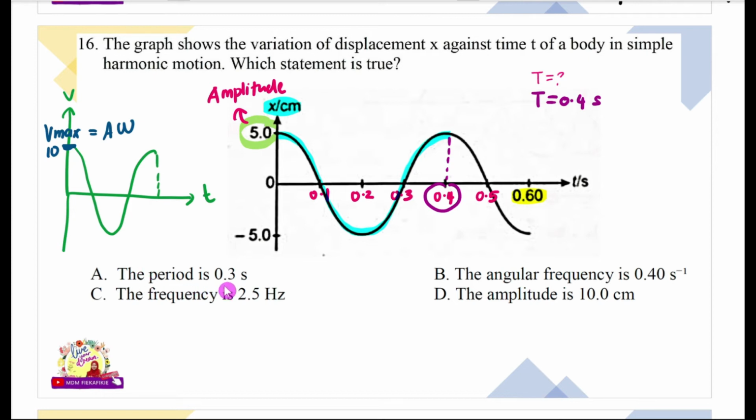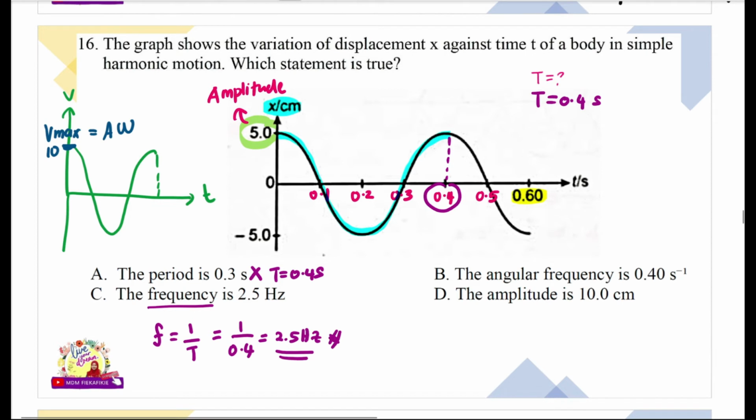So the period is 0.3 second. Is it correct? Wrong, because we calculated 0.4 earlier. So this one is wrong. T is equal to 0.4 second. And how about the frequency? Since we have the value of T, we can calculate the frequency. The formula is 1 over T, and it is equal to 1 over 0.4. And the answer is 2.5 Hertz. So we calculated it right. Okay, so the answer is C.